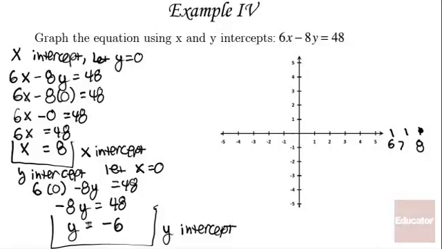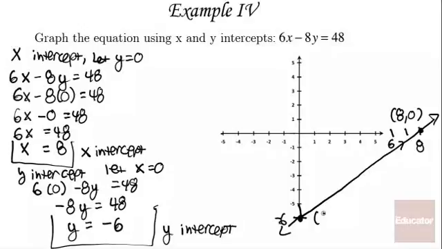Okay, so that means that my y-intercept is going to be down here at negative 6. So my x-intercept is here, my y-intercept is here, and now that I've got 2 points, I can graph this line. So remember, the value for the x-intercept is x is 8, y is 0. The value for the y-intercept is that x is 0 and y is negative 6. So they asked me to graph this equation using x and y-intercepts.